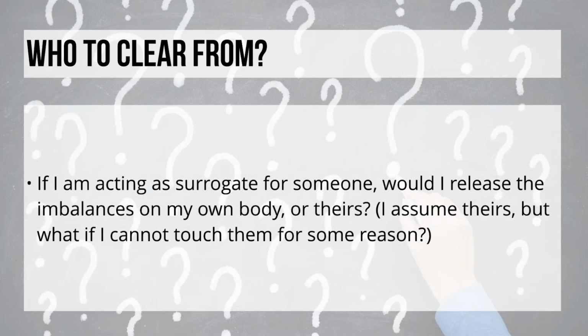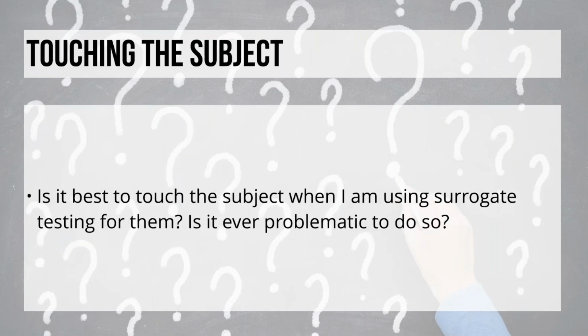So if you can't get at the person, even though you're acting as surrogate and they're close to you, yes. If you can't touch them, you can go ahead and release those imbalances on the surrogate person. And if you're acting as the surrogate person, you can release those imbalances on yourself acting as the surrogate. So pretty easy.